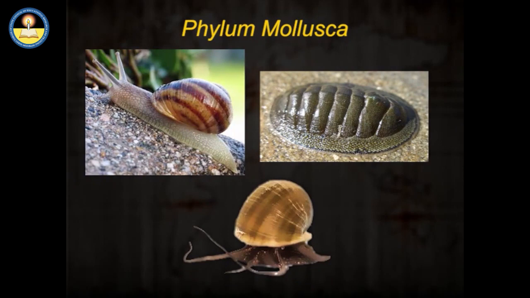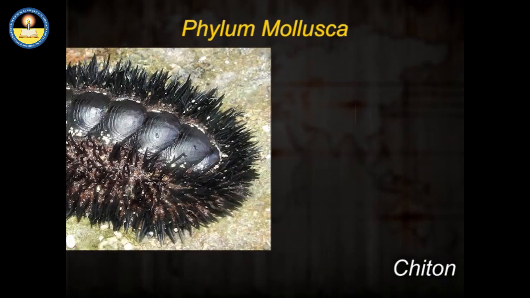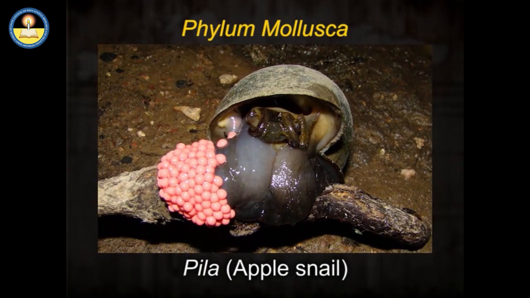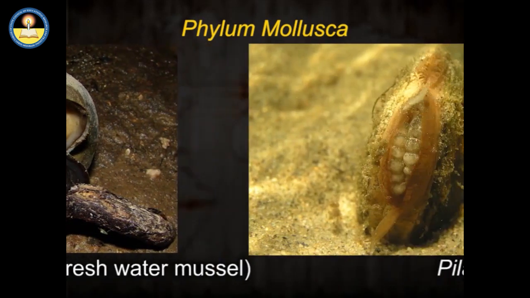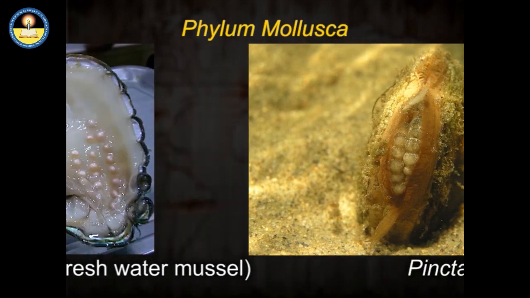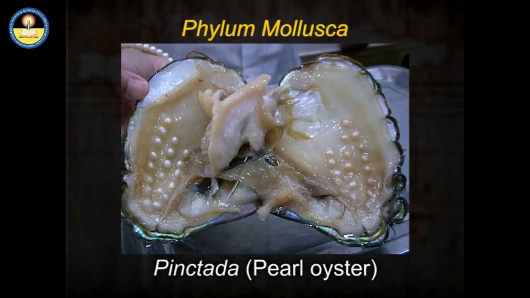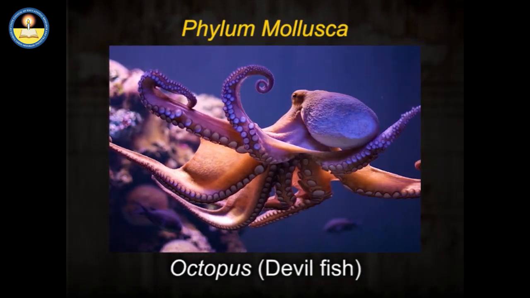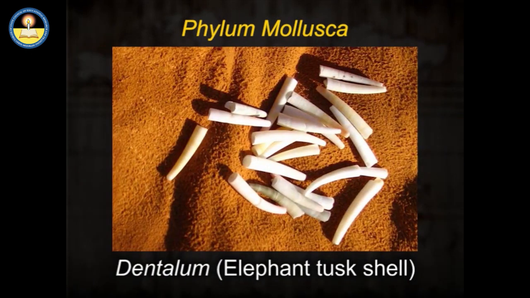Some examples of molluscans are Chiton, Pila, that is apple snail, Unio, freshwater mussel, Pinctada, pearl oyster, Octopus, devilfish, and Dentalium, that is elephant tusk shell.